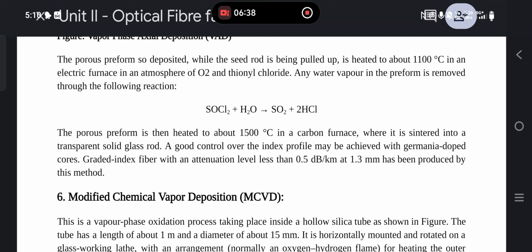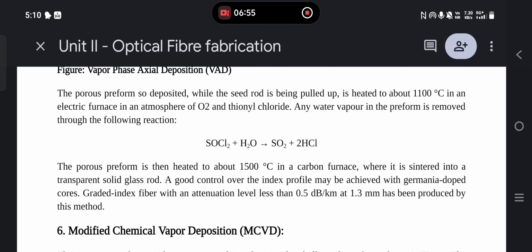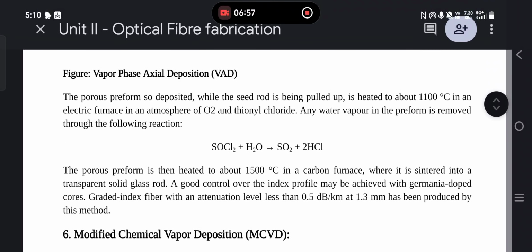A good control over the index profile may be achieved. With germania doped coarse graded index fiber, an attenuation level of less than 0.5 decibel per kilometer at 1.3 micrometer has been produced by this method. So we will stop here for the time being. Thank you.